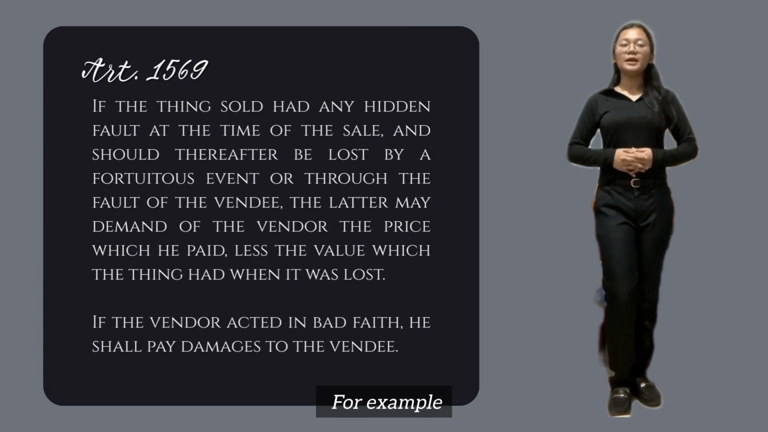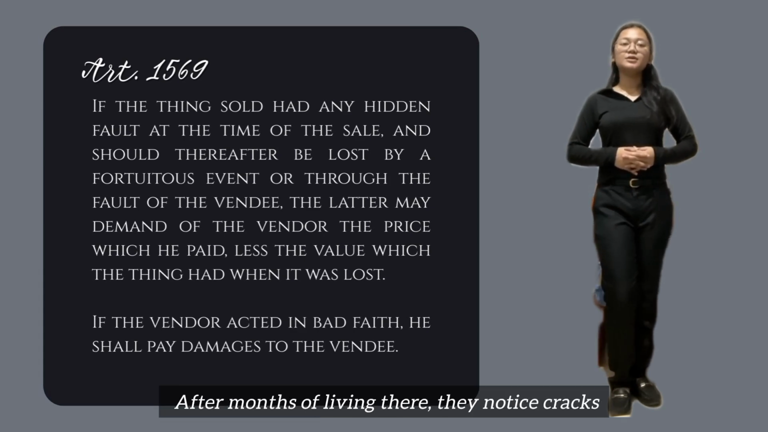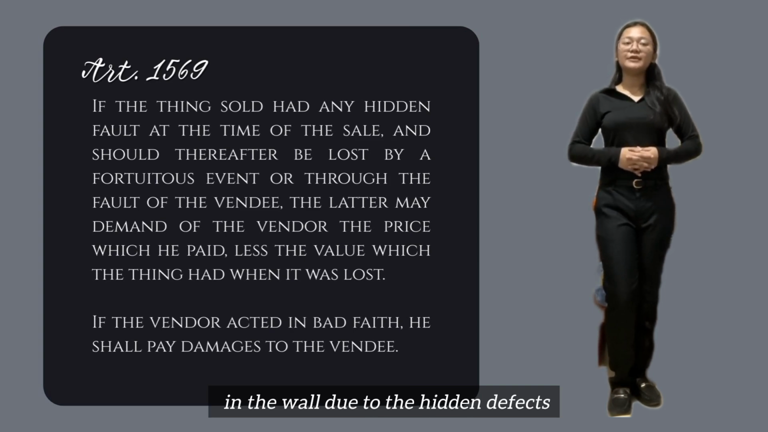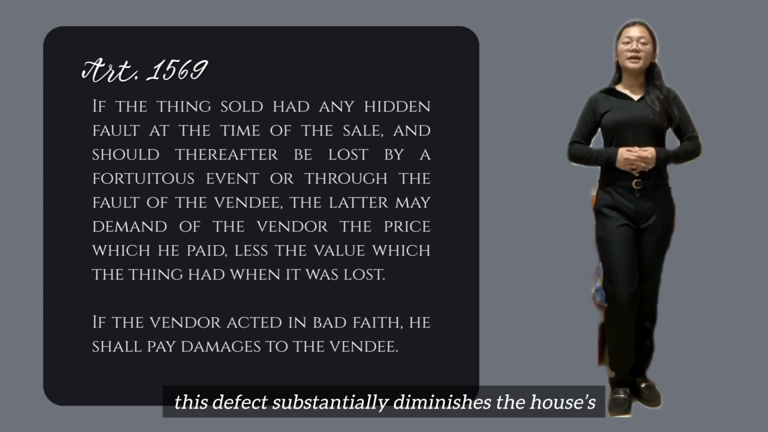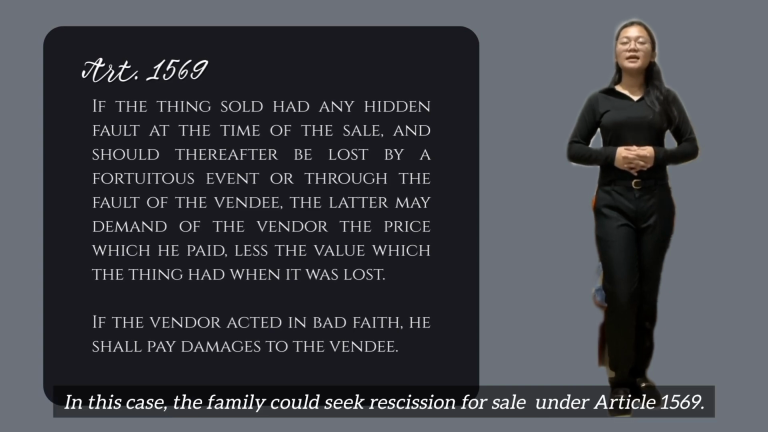For an example, a family bought a newly constructed house, and after months of living there, they noticed cracks in the wall due to a hidden defect in the foundation's construction. This defect substantially diminishes the house's fitness for safe and comfortable living. In this case, the family could seek rescission of the sale under Article 1569.